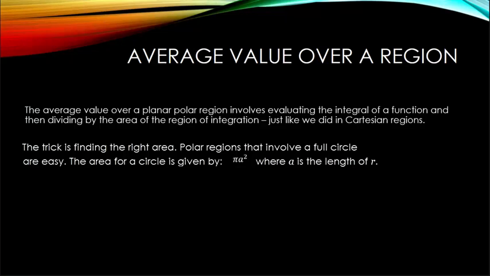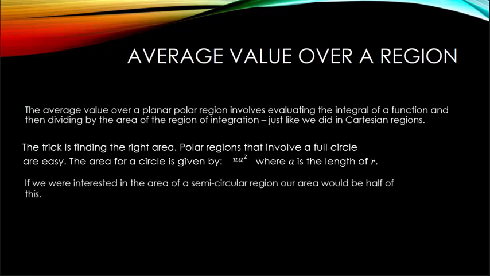For polar regions that involve a full circle, the area for a full rotation is given by pi a squared, where a is the length of r. If we were interested in the area of a semicircular region, our area would be half of this. Other regions of integration will require me to do a little bit more work to be sure that I have the correct area.